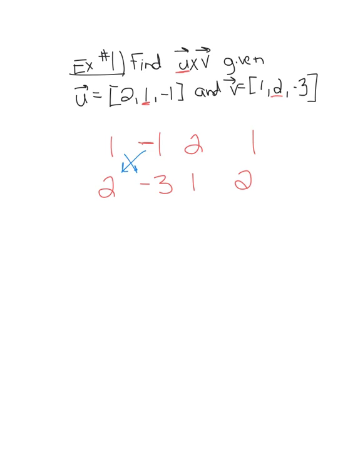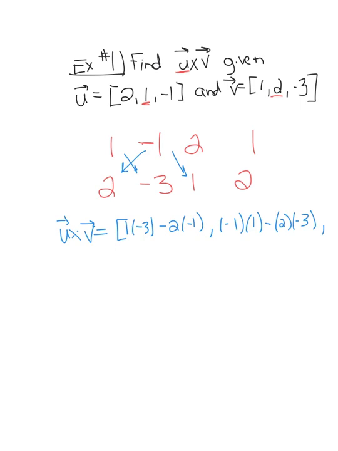So u cross v is equal to 1 times negative 3 minus 2 times negative 1, negative 1 times 1 minus 2 times negative 3, and my third component is 2 times 2 minus 1 times 1.